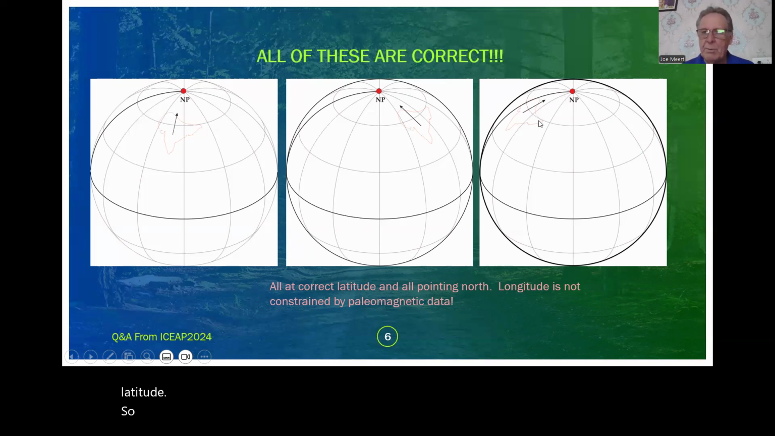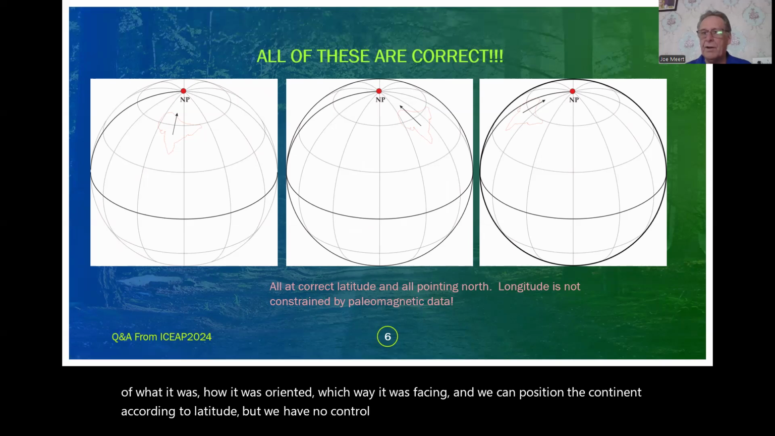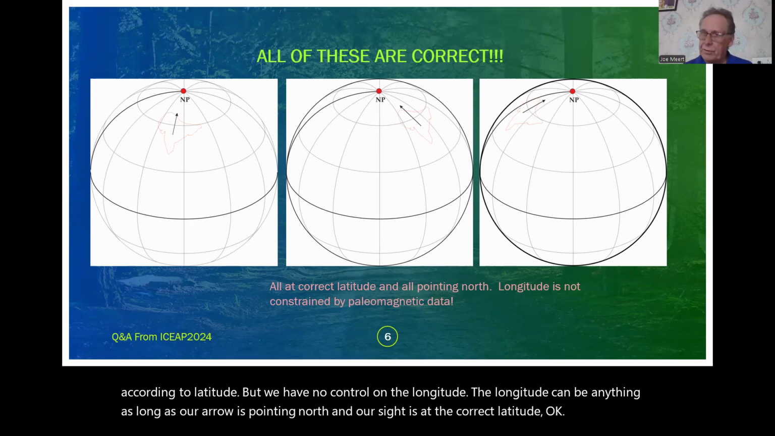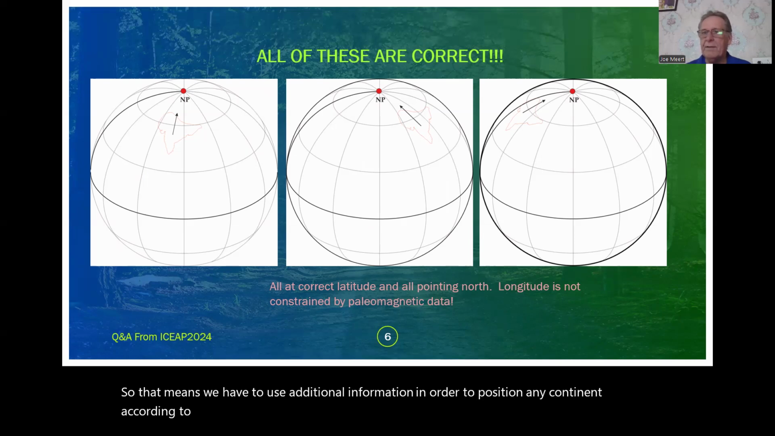So one of the problems with paleomagnetic data is that we can position the continent in terms of how it was oriented, which way it was facing, and we can position the continent according to latitude, but we have no control on the longitude. The longitude can be anything as long as our arrow is pointing north and our site is at the correct latitude, okay? So that means we have to use additional information in order to position any continent according to some relative paleolongitude. We don't know paleolongitude.